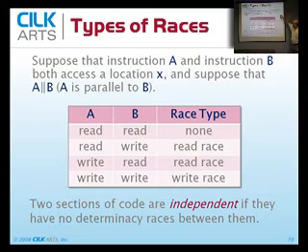So this kind of problem occurs, and there are different types of races that occur. One is called a read race and one is called a write race. Suppose that you have an instruction A and an instruction B, both accessing a location X. And suppose that A is parallel to B. Then if they're both doing reads, there's no race. If one's doing a read and the other's doing a write, we have a read race, or vice versa.